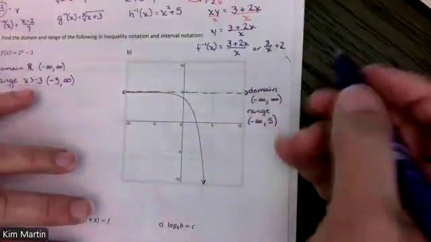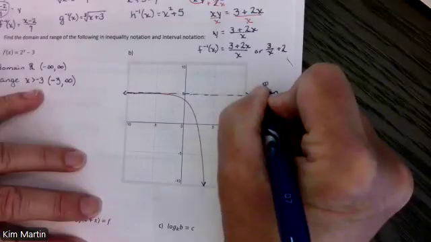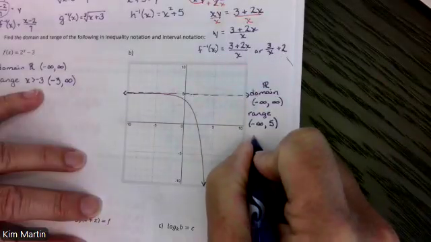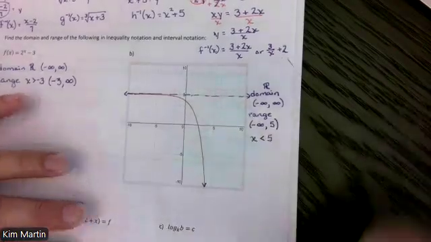Oh, sorry, I'm so used to doing interval notation. For the domain, this here is all real numbers. For the range, this one right here would be y is less than 5.